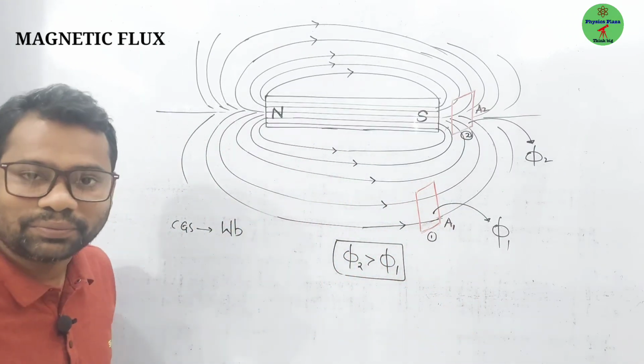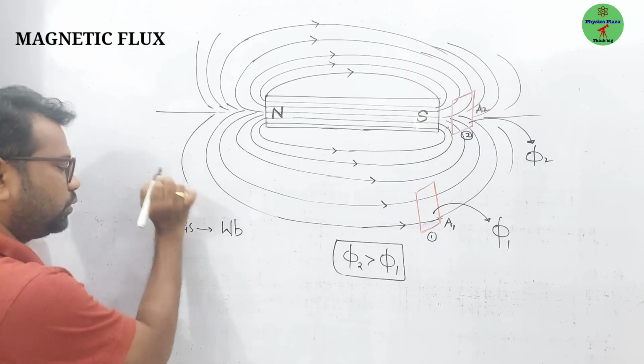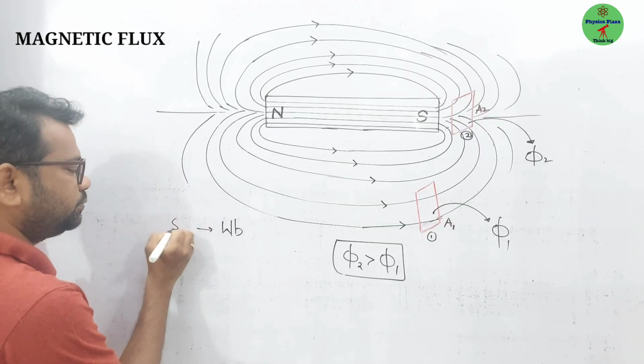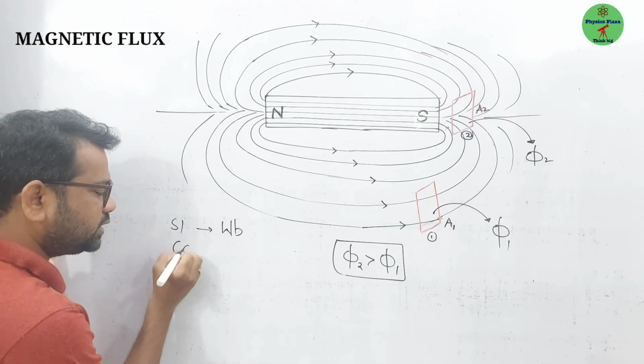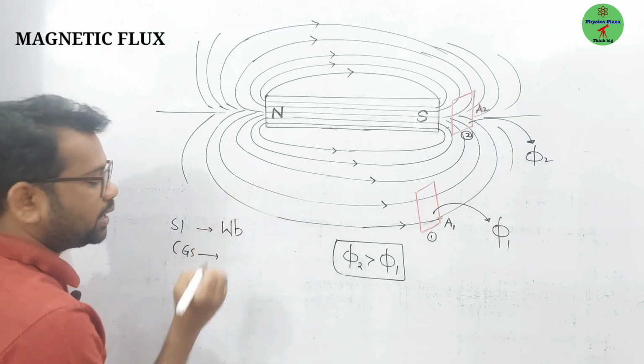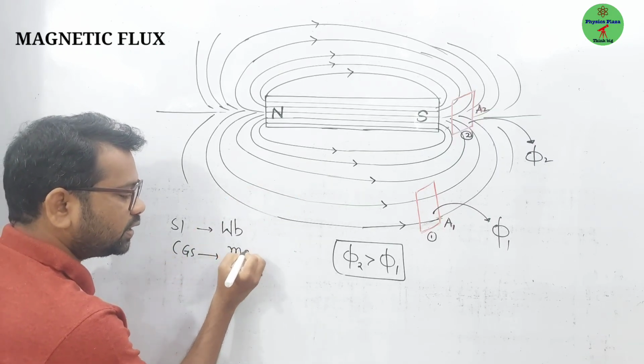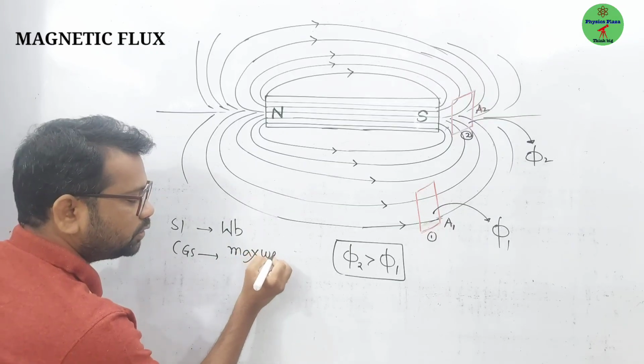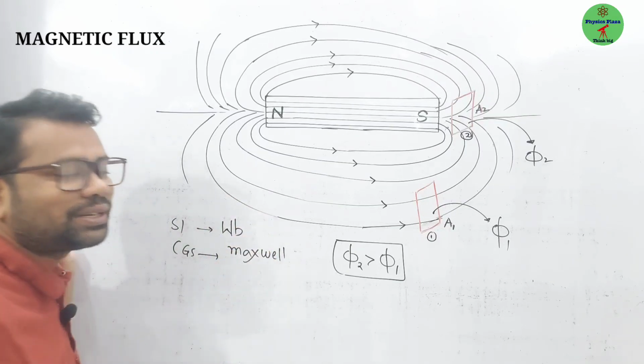Yes, from here only it is coming. Okay, fine. So it is not a CGS unit, it is an SI unit. Then what is the CGS unit of the magnetic flux? It is a Maxwell. Don't get confused. These all are the scientists' names only.